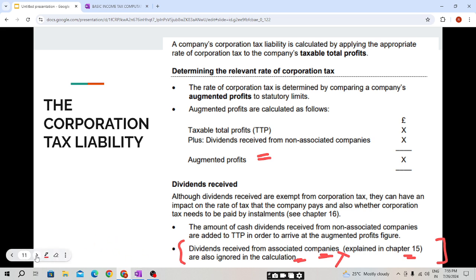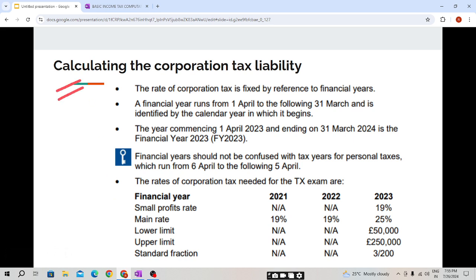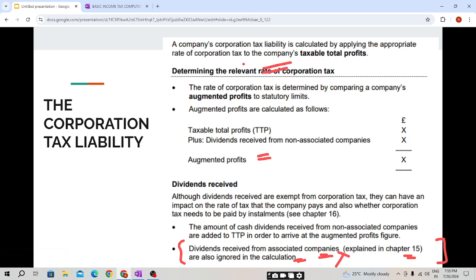So students, now coming to the next, calculating the corporation tax liability. Now the first step: the corporation tax liability will be paid on the taxable total profit. But to decide the rate of corporation tax, we will be calculating the augmented profit and comparing it to the statutory limit. We have studied the augmented profit. Now we will be seeing the statutory limits.